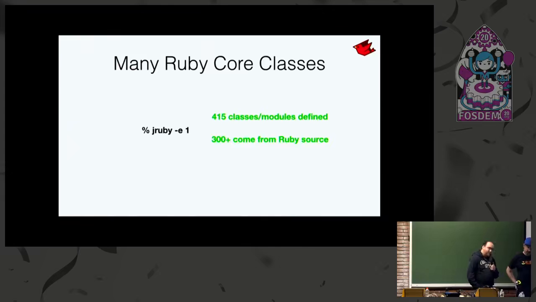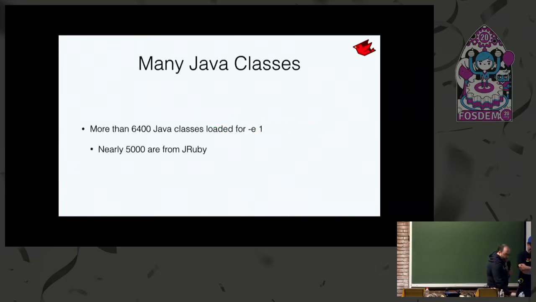So here we're executing the simplest program. We're going to evaluate the FOSDEM 1. By this point, we load 415 Ruby classes and modules. Over 300 of those come from Ruby source that we have to parse and then interpret. If we actually go under the covers, now we're loading over 6,000 Java types, and 5,000 of those are from JRuby. Our internals, method handles, interpreter, instructions, all of that.